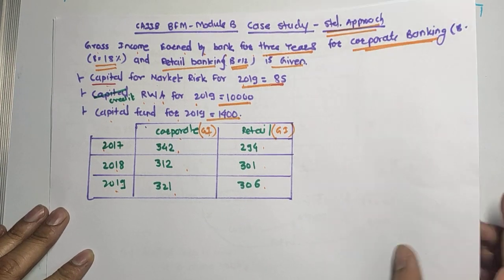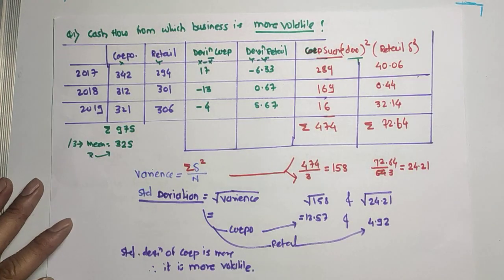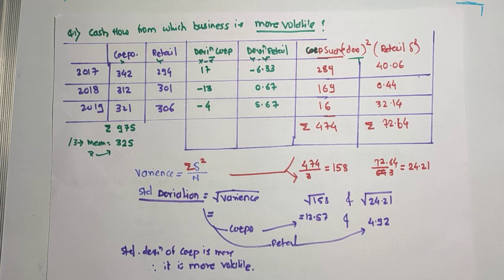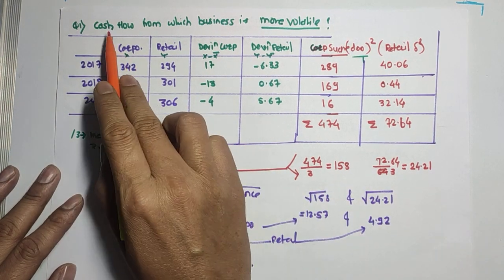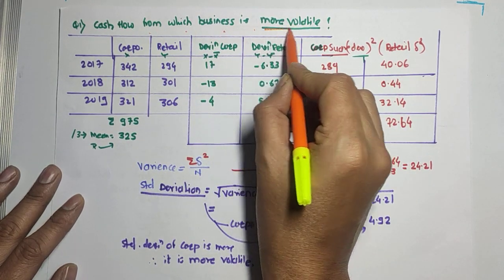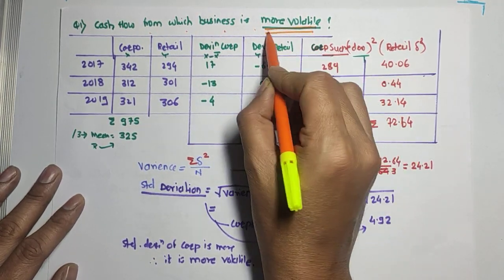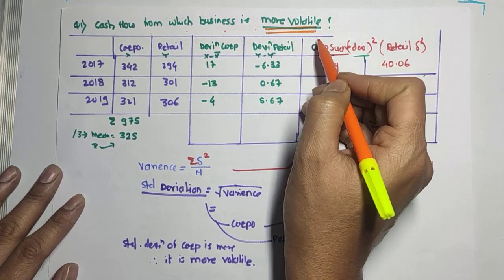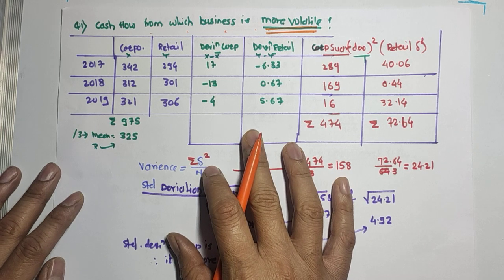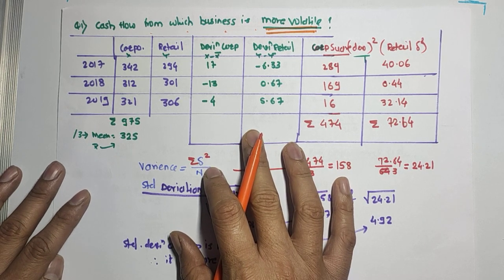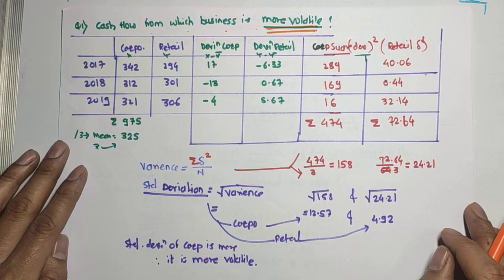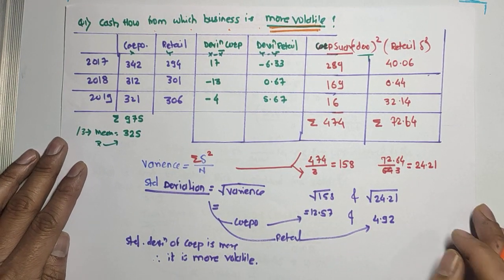See the very first question. See friends, here what is the question? Cash flow from which business is more volatile? So the case study is very important. In which business is the cash flow more volatile? So friends, in ABM you have solved this type of numerical, I think, on deviation. So you can easily go through this numerical if you have gone through the ABM.